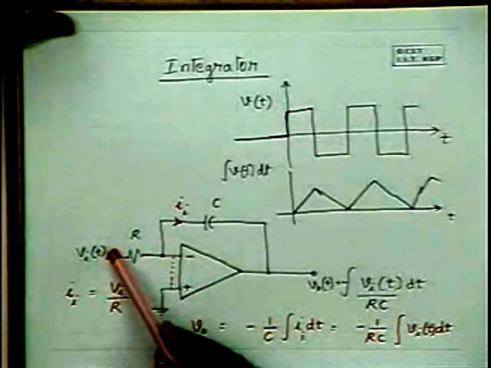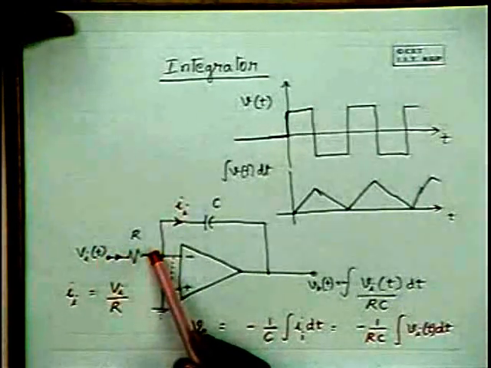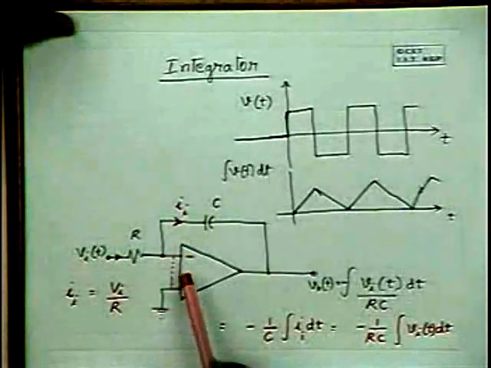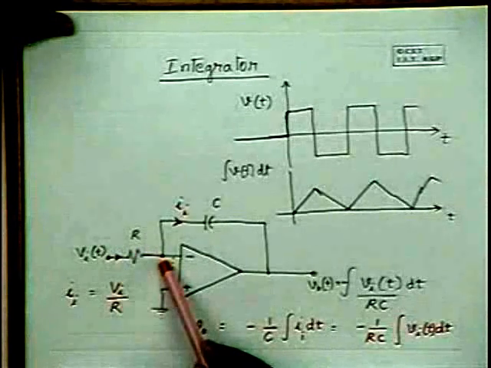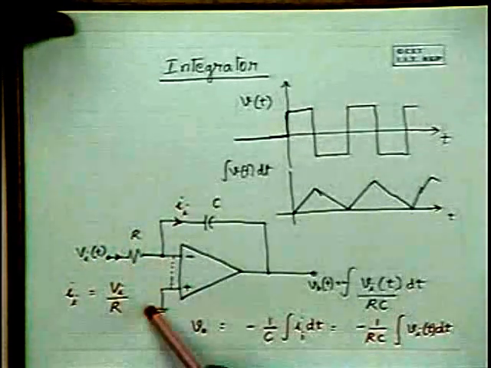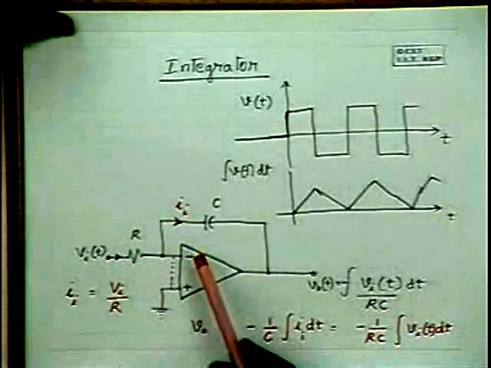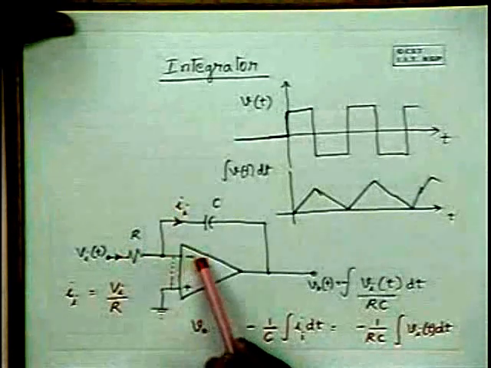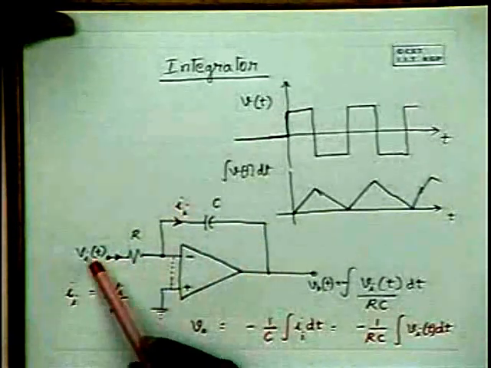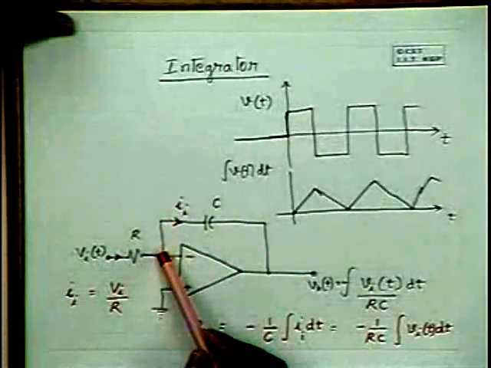Hence, for analytical purposes, please note that the current that flows through R is equal to this Vi minus this negligibly small voltage divided by R, which is approximately equal to Vi by R itself. Now this current cannot flow through this, so it has to flow through this. To nullify this current, an equal amount of current should flow through this.